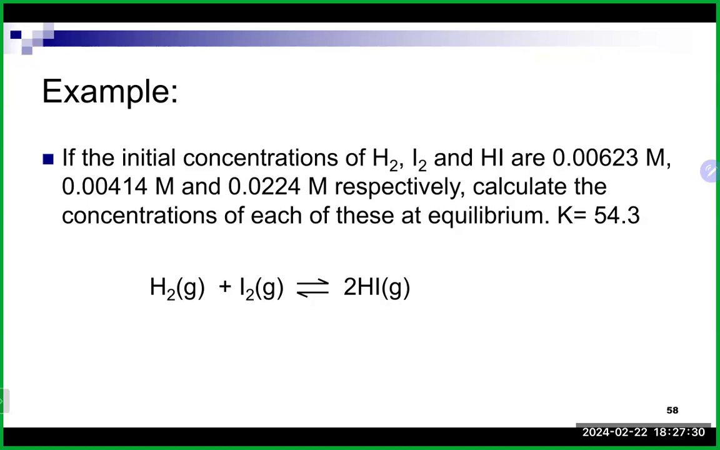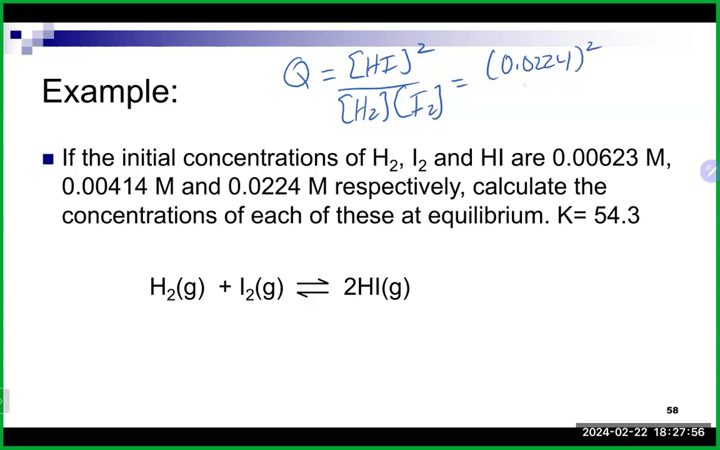So this would be really like a second situation where you would want to calculate Q, just to verify you're probably not at equilibrium, but which way you need to go. Remember that Q is calculated the exact same way as K. So we would take the HI concentration given to us and square it, divided by our H2 and our I2 here. Putting in our numbers, we got 0.0224 squared, divided by our H2 there, which is 0.00623, and our I2 of 0.00414 in this case. And we pop all that in there, a little 19 and change, I think.